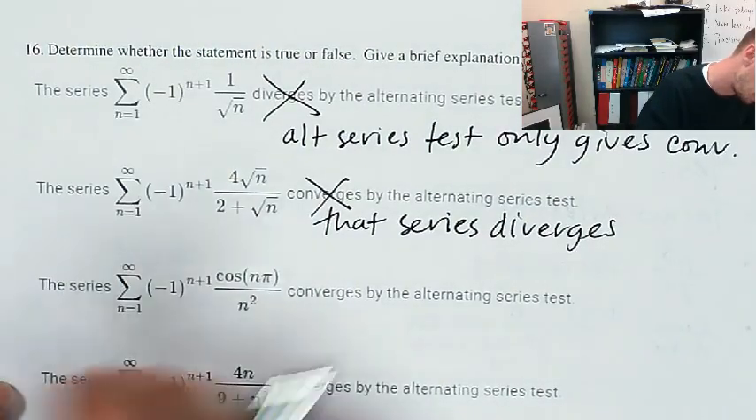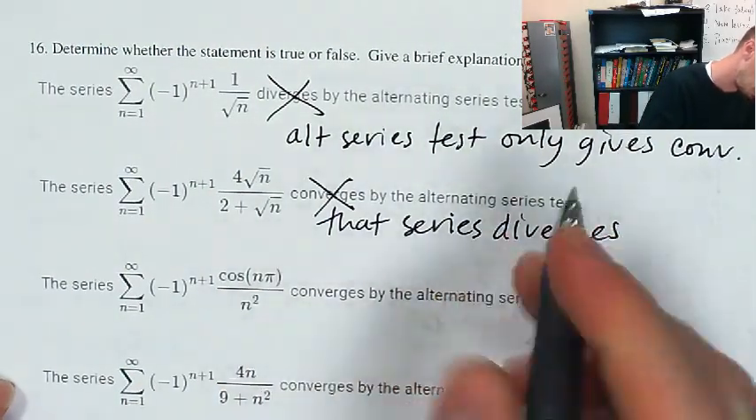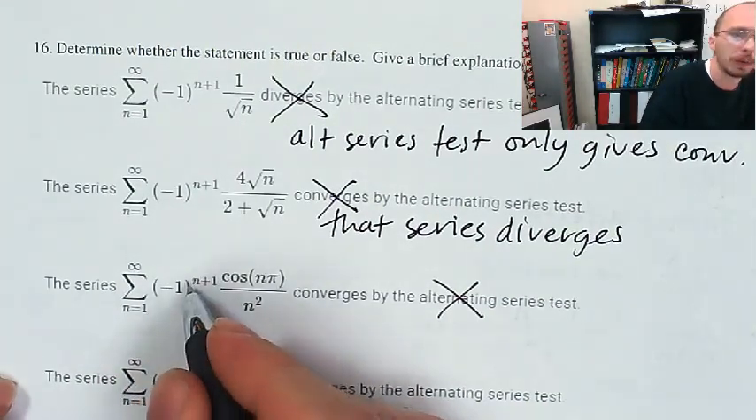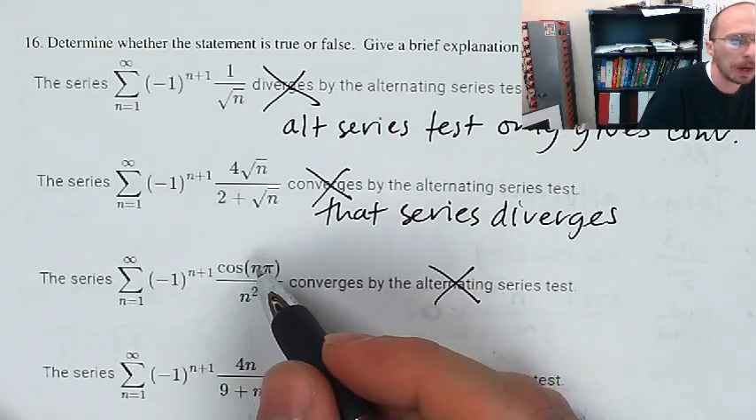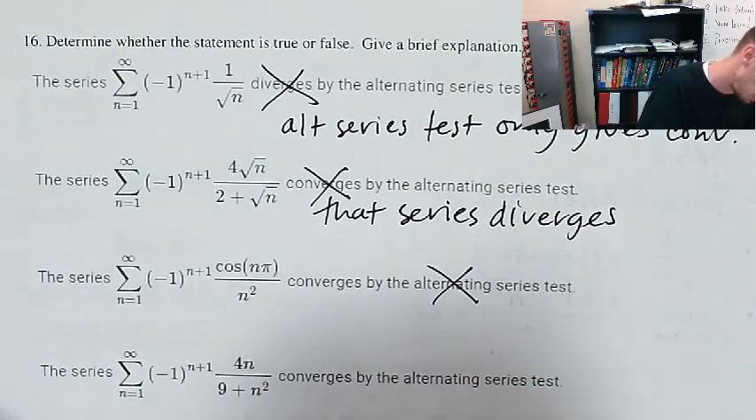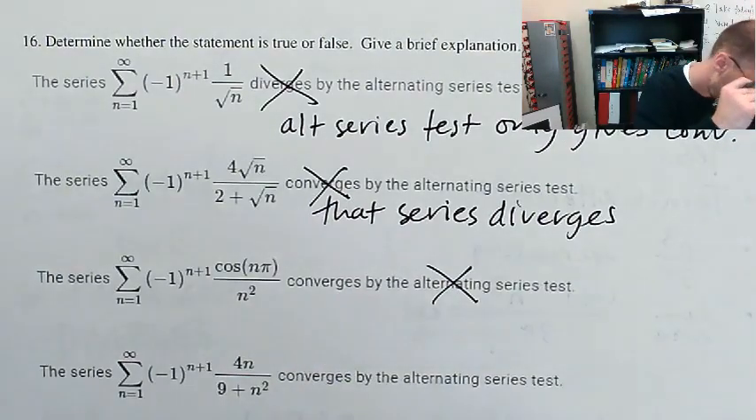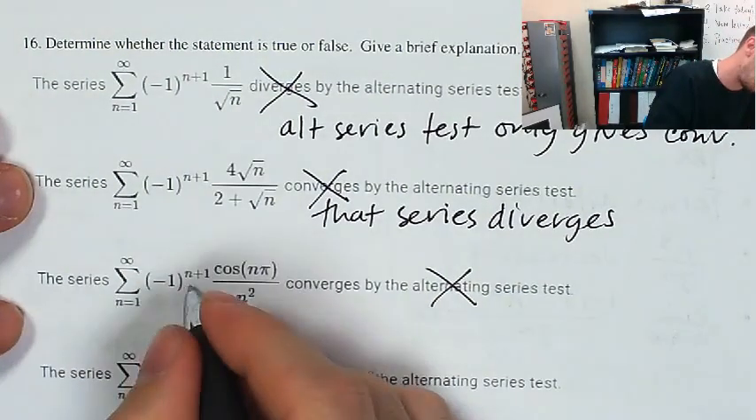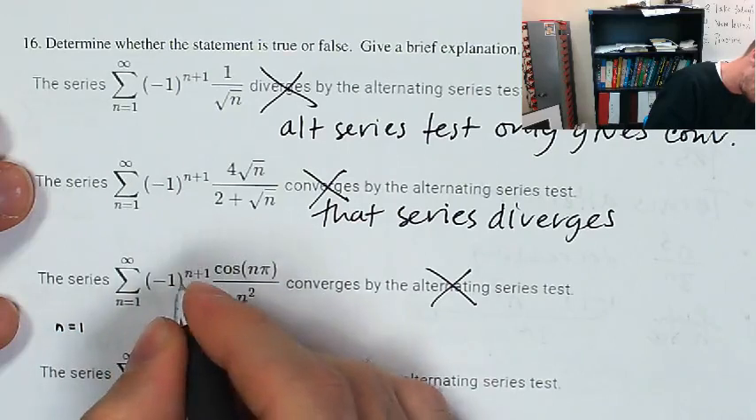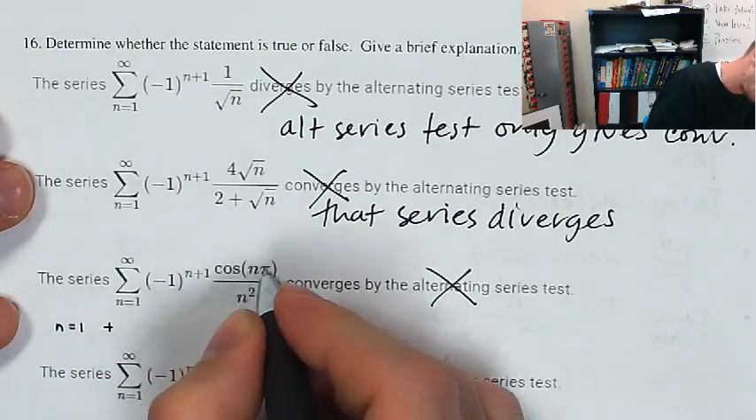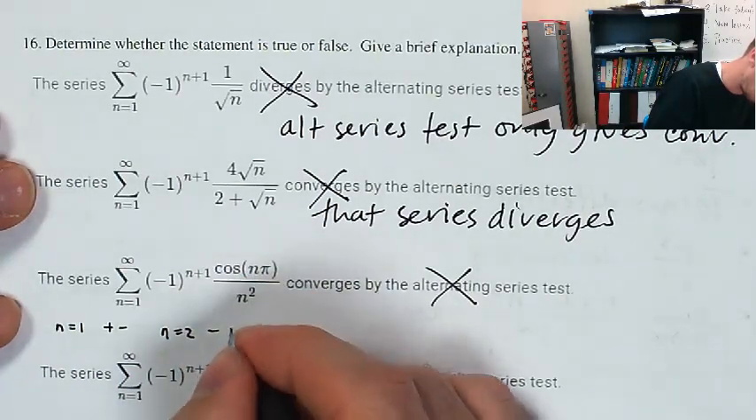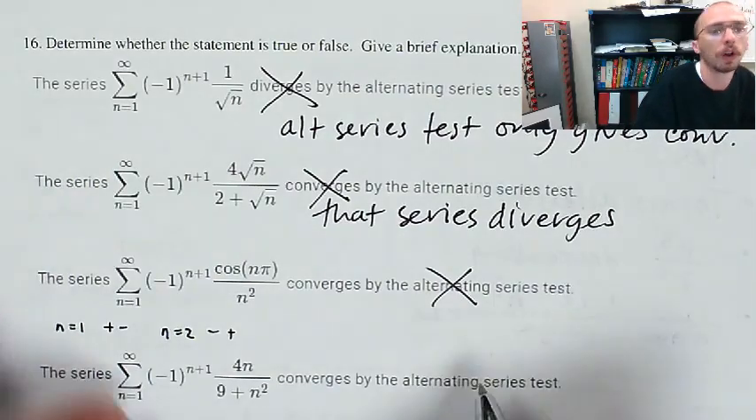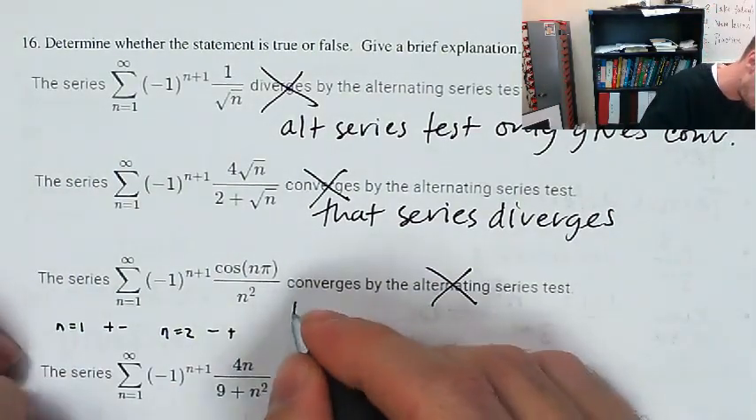This one converges by the alternating series test. No. It's not alternating. You can't have negative 1 to the n plus 1 and cosine of pi times n. That doesn't make any sense. Wait a second, hold on. Are they always opposite? Let's just plug in n equals 1. When n equals 1, I've got negative 1 to the 2 is positive, cosine of pi is negative. n equals 2, I got negative here, cosine of 2 pi is positive. Yeah, it's not alternating because it's always negative. The series does not alternate.